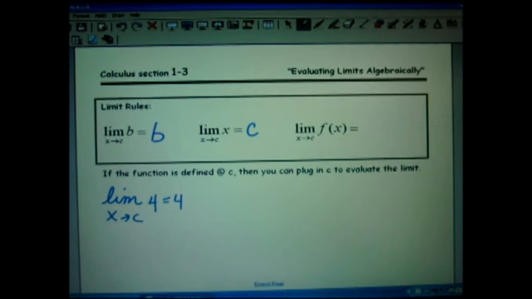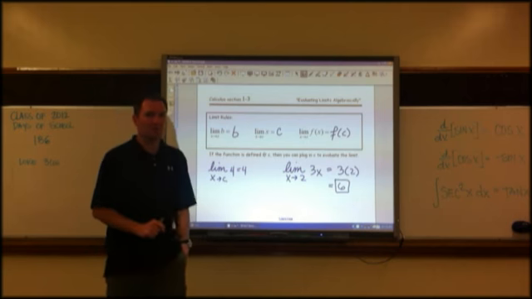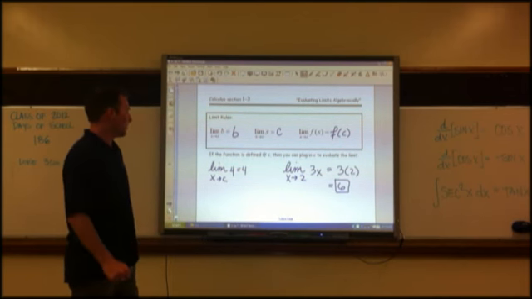And then this last one here is a function of x. So the limit as x approaches c of a function of x. Well, what we're going to find out is you can just replace the x with the c the same way that you did here. So if I've got the limit as x approaches 2 of 3x, I can just replace the x with a 2. And this limit would be 6. So these are 3 basic rules, and probably the 3 most simple limits that we could possibly be working with.